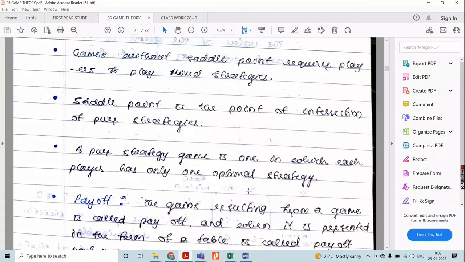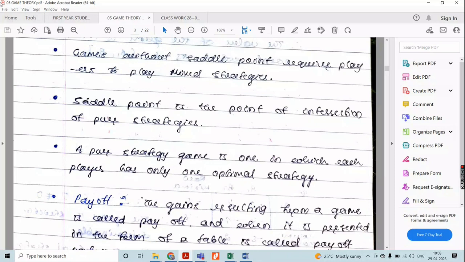Then payoff is nothing but the return, which can be represented in the form of a table. That itself is called a payoff matrix. You have to remember this: the outcome of a game is the payoff, but when you represent that outcome in the form of a matrix, it is called the payoff matrix. Keep this in mind.